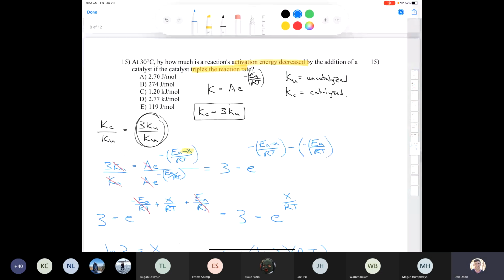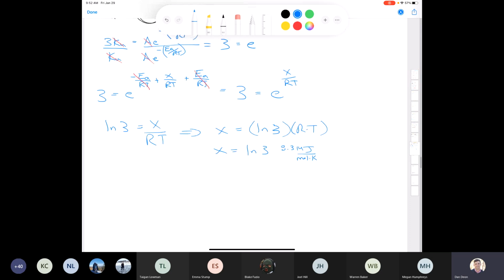They told me the temperature at the very beginning. Temperature is equal to 30 degrees Celsius, which is equal to 303 Kelvin. I plug that in, 303 Kelvin. Kelvin cancels out, and I end up with the amount that the activation energy is going to decrease as being equal to 2.77 times 10 to the power of 3 joules per mole.